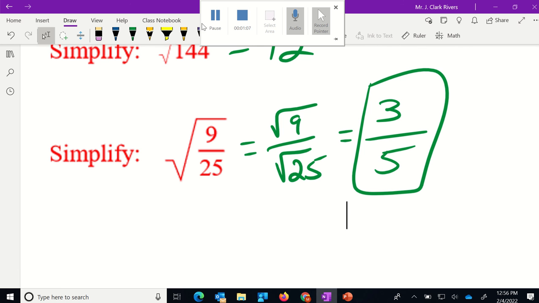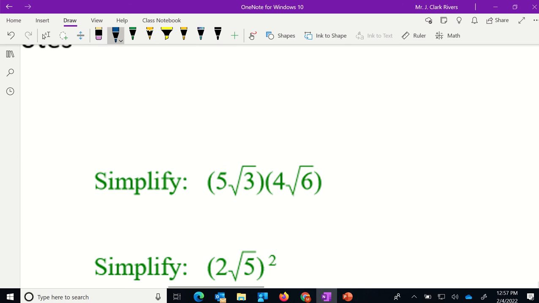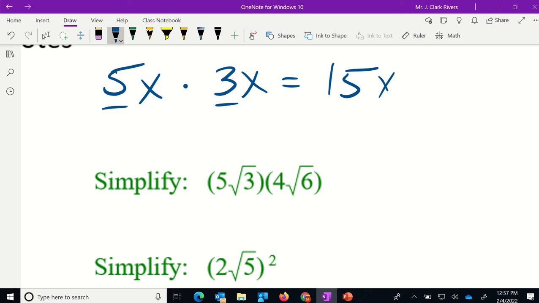Next one. Let's take a look at this one. Now, before we talk about this problem directly, let me give you an example that's similar to it. If I had 5x multiplied by, I don't know, 3x, 5 times 3 is 15. X times x is x squared. So we kind of treat this the same way. So 5 times 4 is 20. Square root of 3 times square root of 6 is square root of 18, right? 3 times 6 is 18.